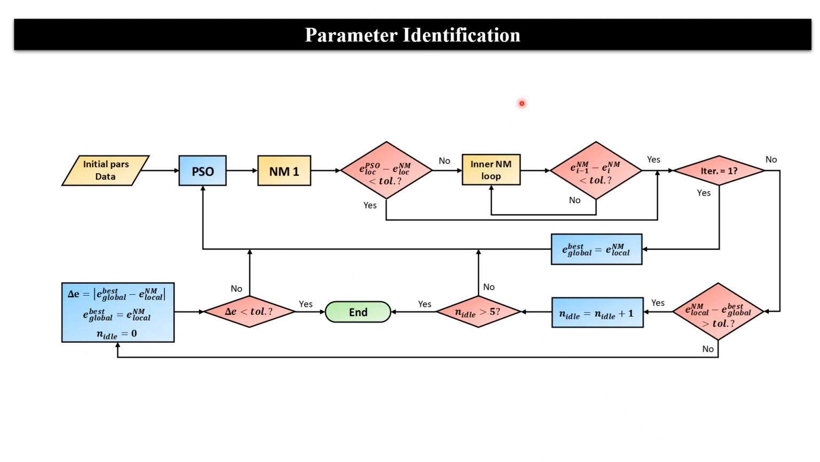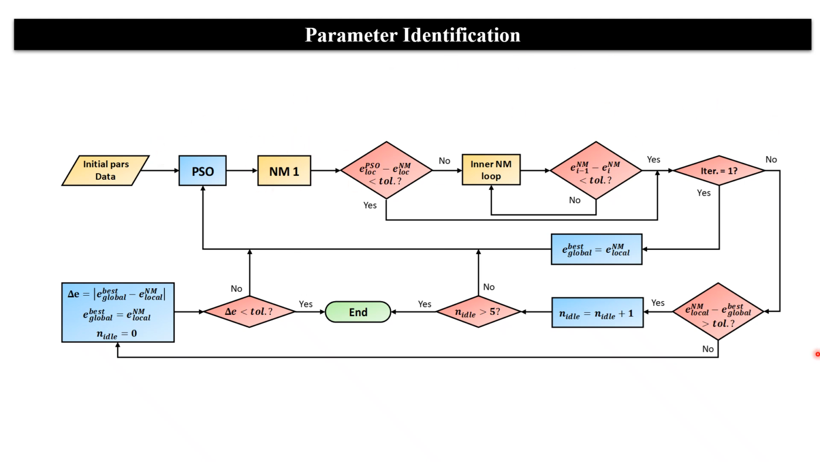Regarding the identification or the optimization algorithm, we basically used a hybrid optimization algorithm that consists of a particle swarm optimization for a global search and identification of global optimum candidates, and a Nelder-Mead algorithm that performs a local refinement of these candidates. There are two main loops. So we start with the PSO and Nelder-Mead.